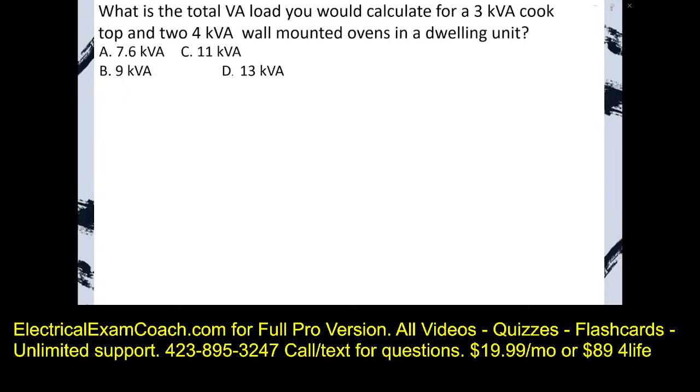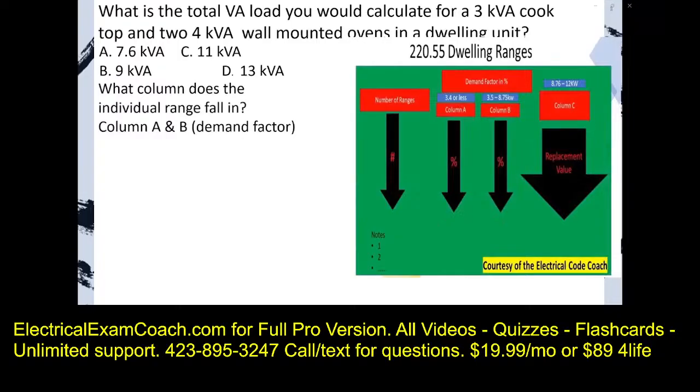What is the total VA load you would calculate for a 3 kVA cooktop and 2 4 kVA wall-mounted ovens in a dwelling unit? First thing we're going to ask is what column do the individual ranges fall in? Well, in this case, we find that it falls into column A and B. This question is very simple. All you have to do is treat the column A ranges individually, the column B ranges individually, and then total them together.